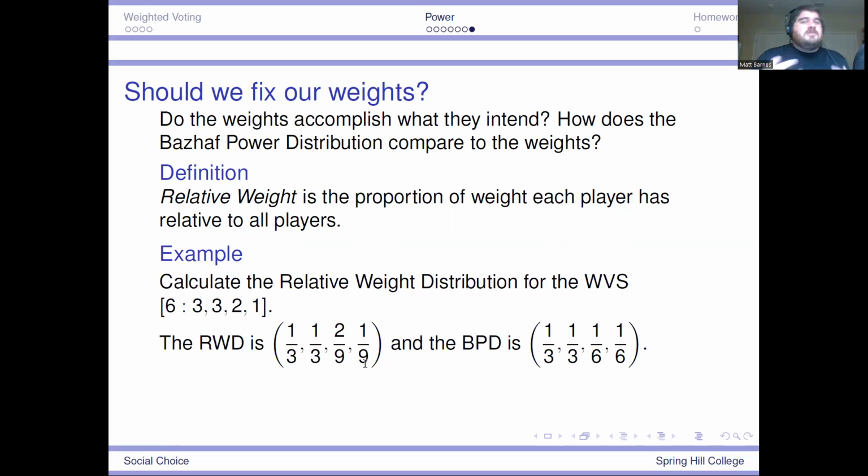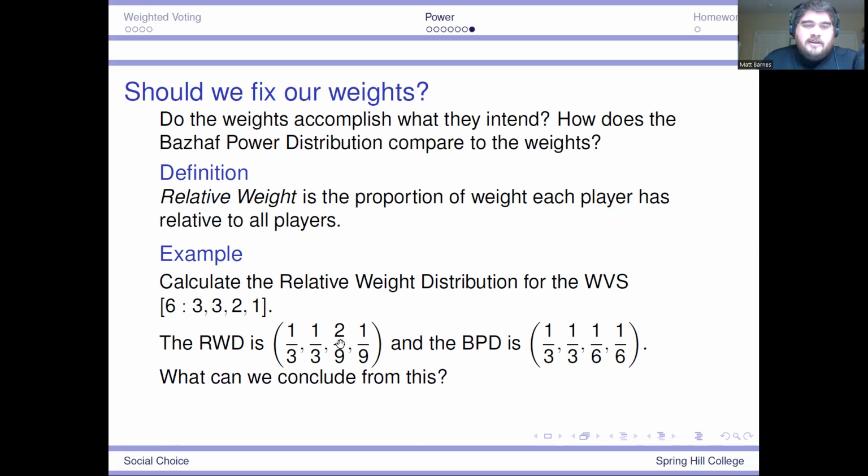So what this does is it puts our weights into a fraction, so it makes it easier to see how they compare. So we have 1/3, 1/3 there, and then we have 2/9 and 1/9, where we have 1/6 here and 1/6 here. So looking at this, what can we conclude? Well, the first two, their weight appears to be the same as their power, right? So that's a good thing. That means the weights for the first two are accomplishing what we intended.